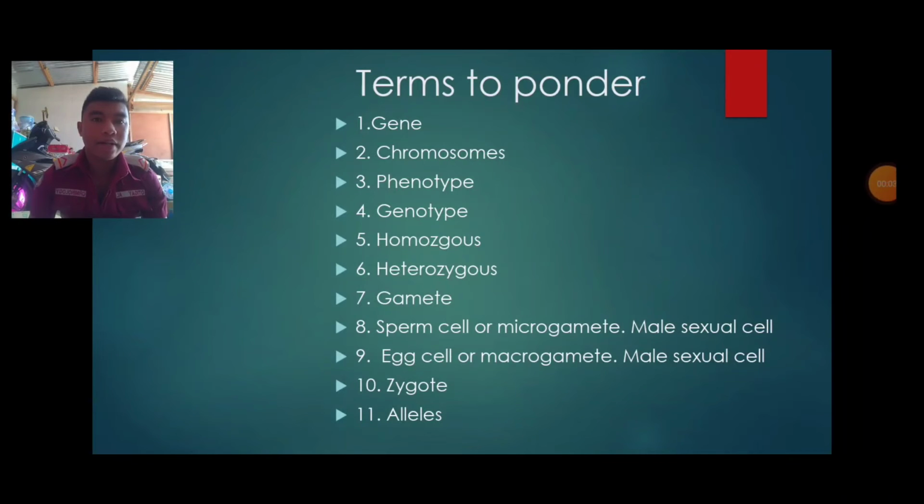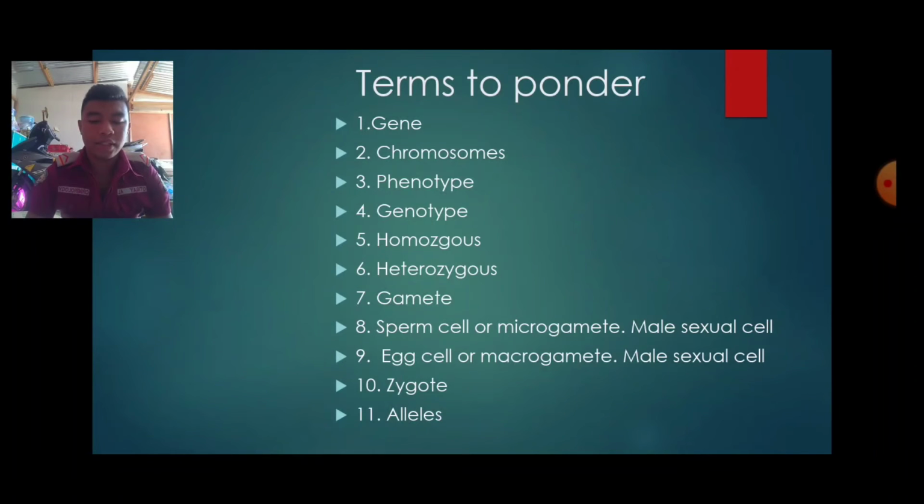There are 11 terms to remember. Number 1 is gene. Gene is the basic physical and functional unit of heredity. Genes are made up of DNA. Some genes act as instructions to make molecules called proteins. Every person has two copies of each gene, one inherited from each parent.